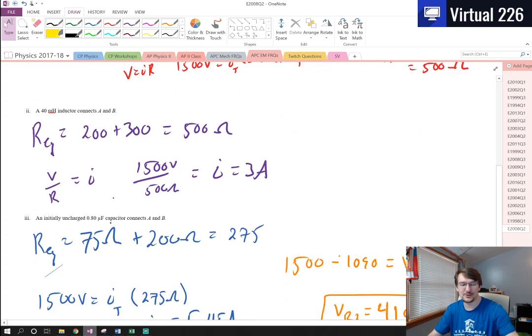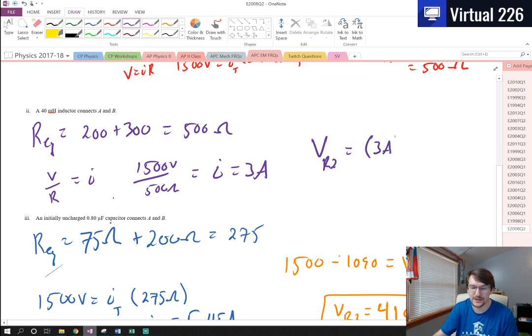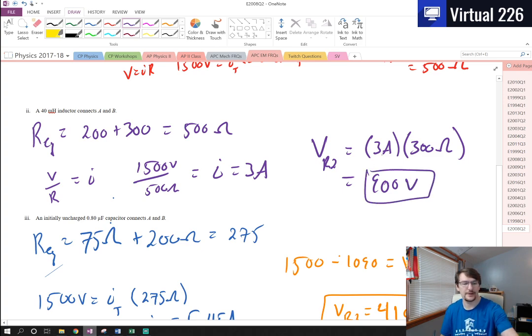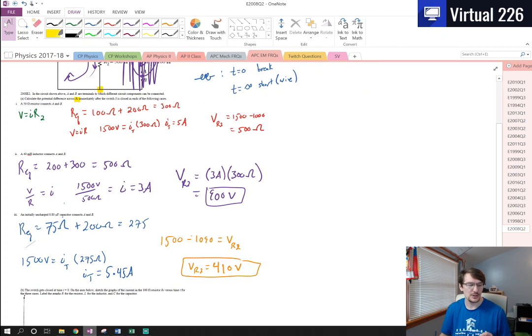So instead of having to do that subtraction part, I can just say that the voltage across R2 is equal to the current running through it, 3 amps, times the resistance of R2, which is 300 ohms, which gives us 900 volts running across R2. Okay, so that's how we can do part A here and all 3 parts of that.